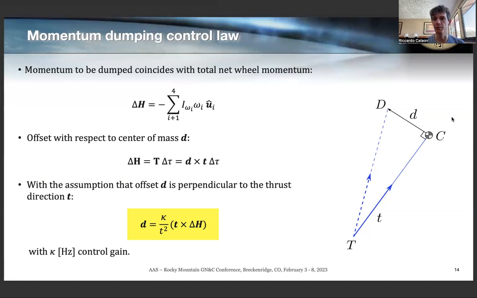I am breezing through the slide, but I just want to highlight the fact that this direction D is obtained via the cross product of the thrust direction vector and delta H, so the amount of momentum that we want to dump, and all of this is multiplied by a proportional gain kappa, which has the dimensions of a frequency.